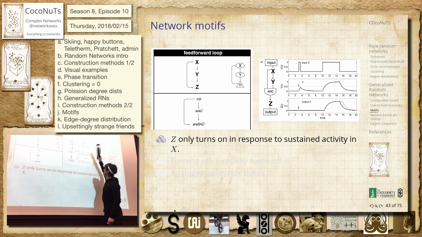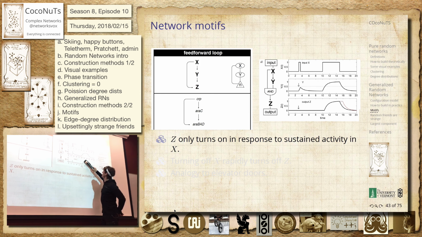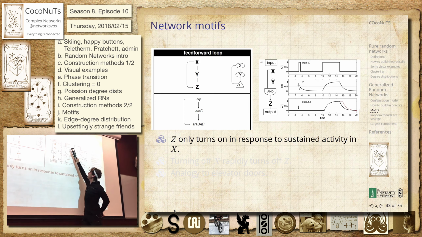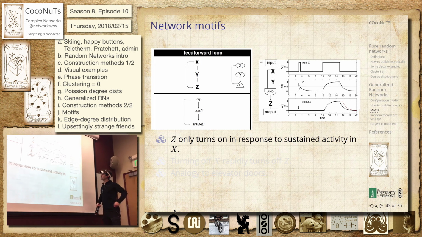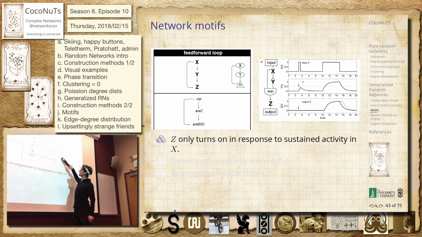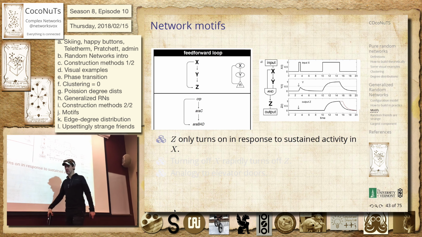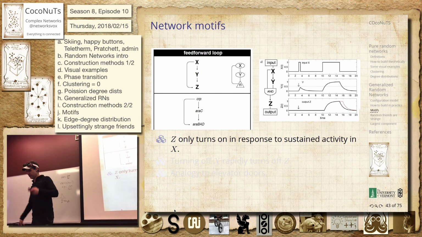So X turns on, here's X turning on properly. So X turns on, Y ramps up, and then Z starts to get going. If X is only on for a little bit, Y starts, but Z doesn't really get going, right? So it requires it being on for a while, but as soon as you switch off X, then Z stops, right? So that's sort of this asymmetric on-off switch, which is a good thing.